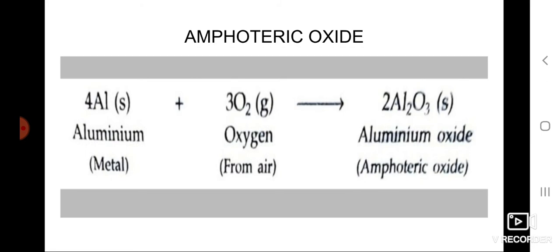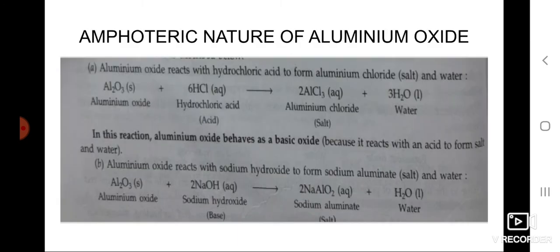Here, one very important point is that this aluminium oxide is an amphoteric oxide. So what is an amphoteric oxide? The metal oxide which shows basic as well as acidic behavior is known as amphoteric oxide. So aluminium metal and zinc metal form amphoteric oxides. Thus aluminium oxide and zinc oxide are amphoteric in nature. Amphoteric oxides react with both acids as well as bases to form salts and water.